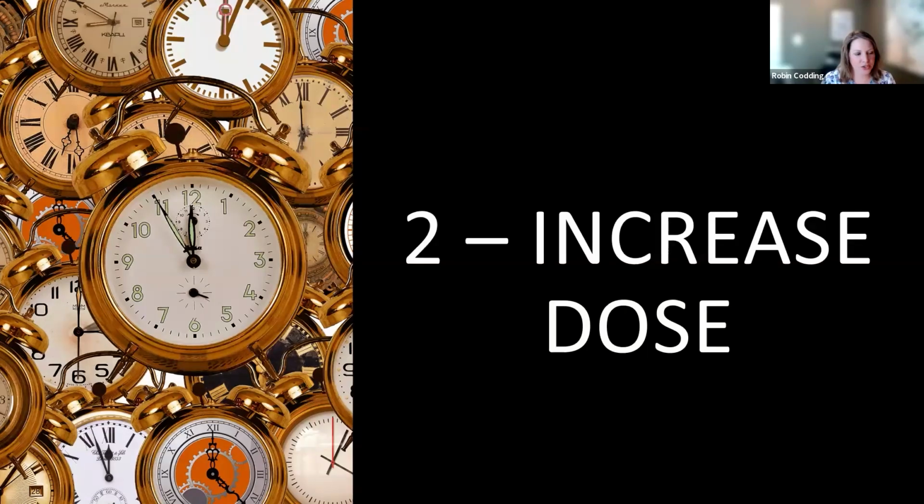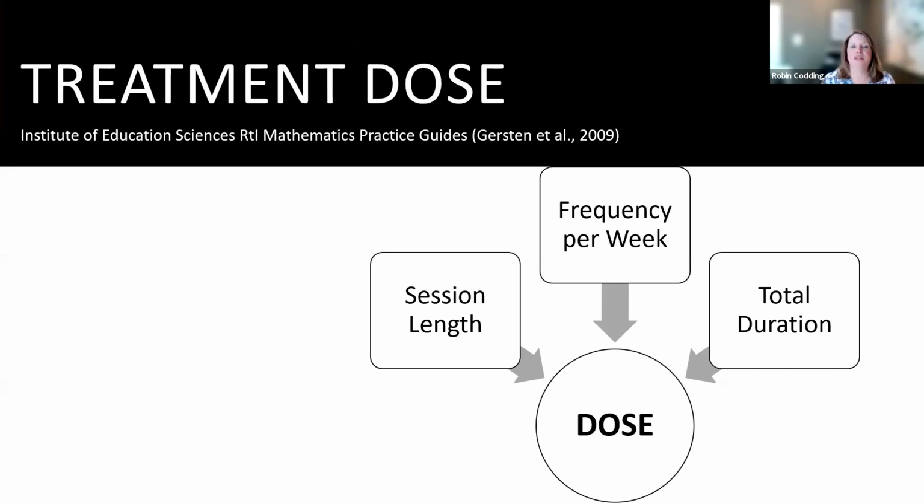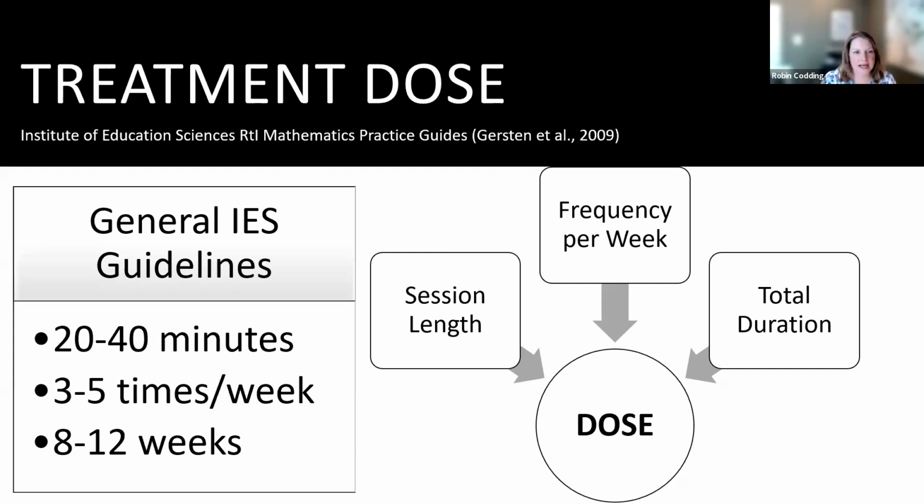Number 2 is increasing dose. So talking about dose is one of my favorite things. One of the things that we know is that dose represents session length, frequency per week, and total duration, but we don't always in school have control over all of these factors. And that time is one of the most precious commodities in school. So the general guidelines that came from IES on math practice in 2009 were that there should be about 20 to 40-minute sessions, 3 to 5 times per week for 8 to 12 weeks.